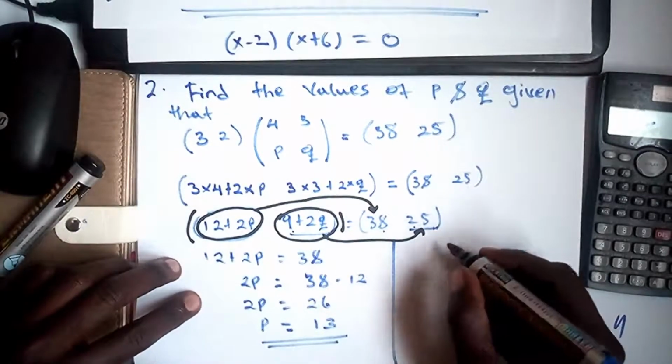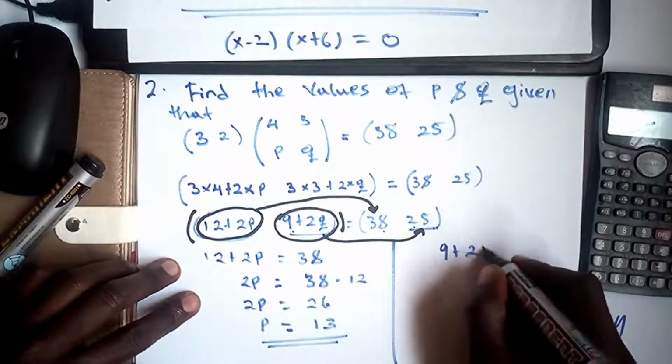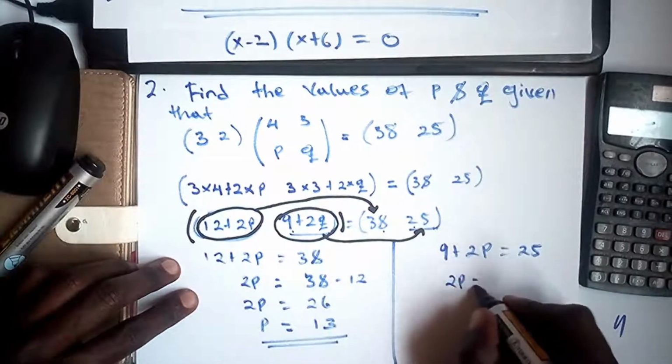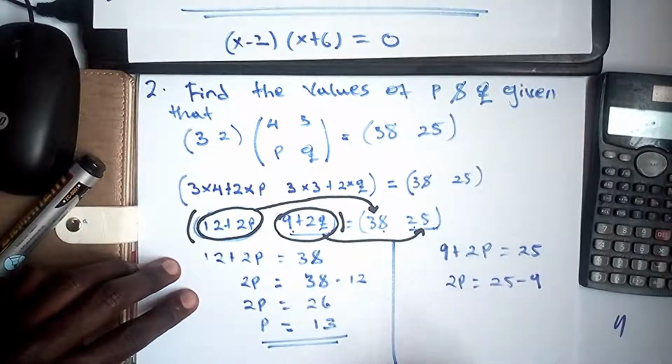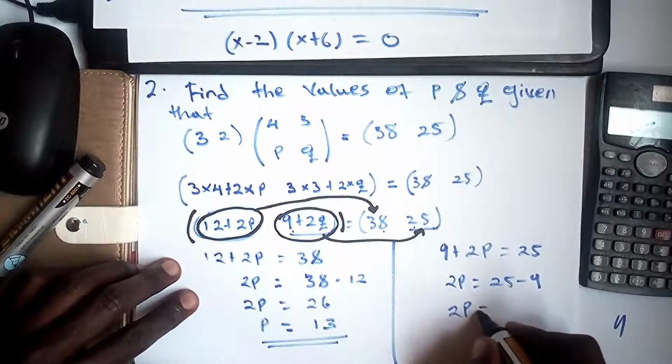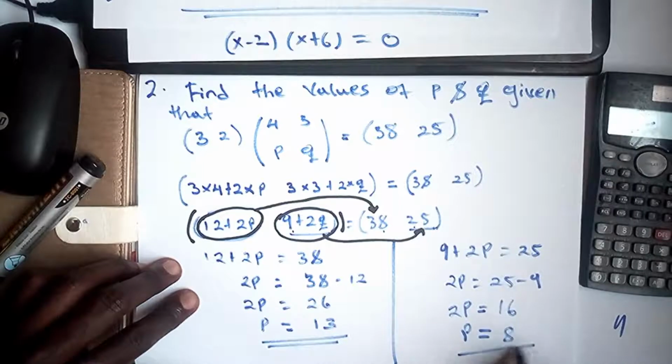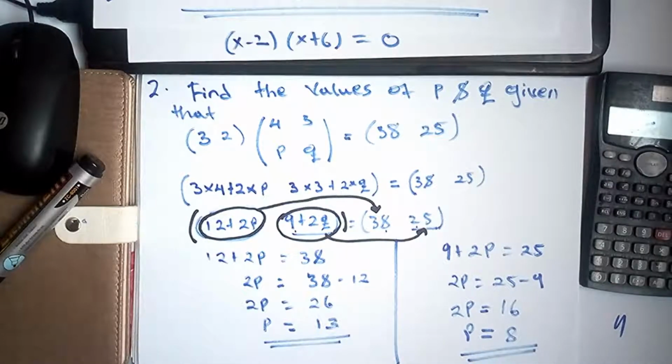Then here I'm going to have 9 plus 2q is equal to 25. 2q is equal to 25 minus 9. 2q is going to become 16, and q will become 8. As simple as that. So we can apply matrices in many forms. That is one form of applying matrices, whereby we use matrices to find unknowns. Hope that one is clear for all of us.